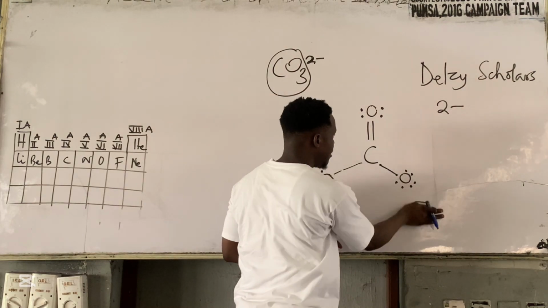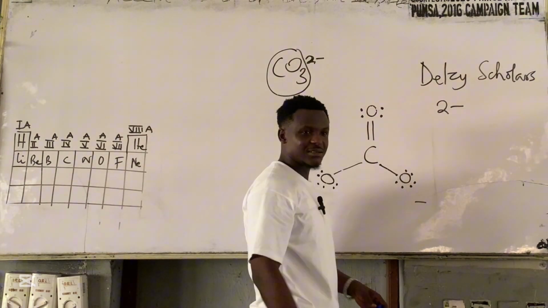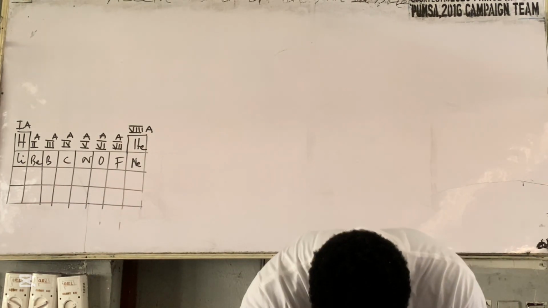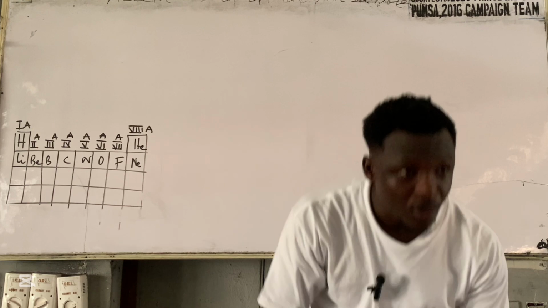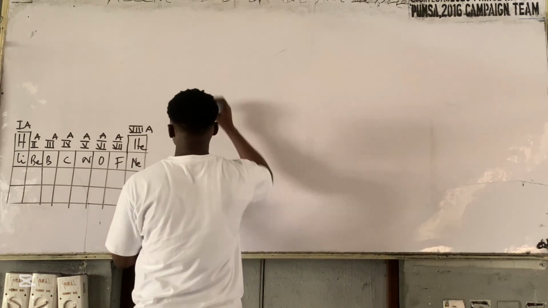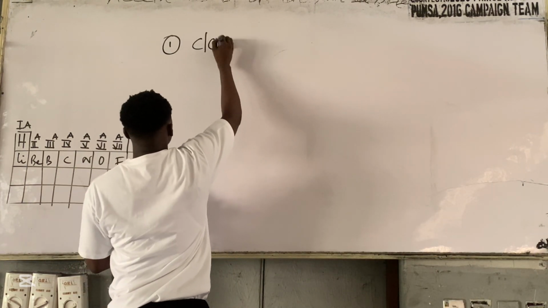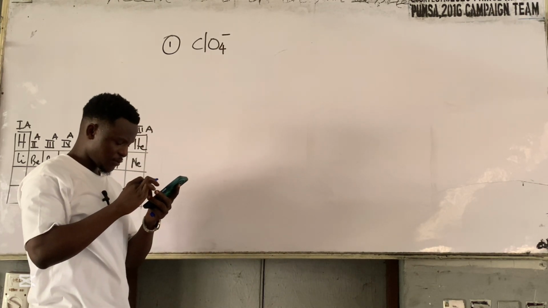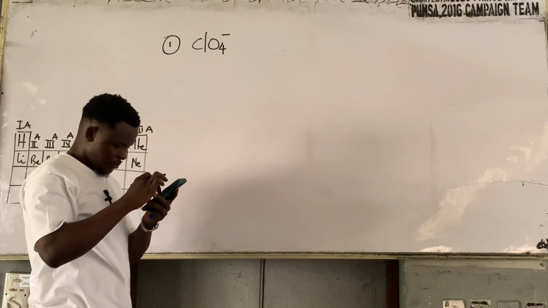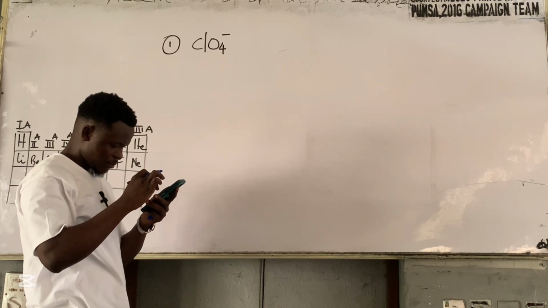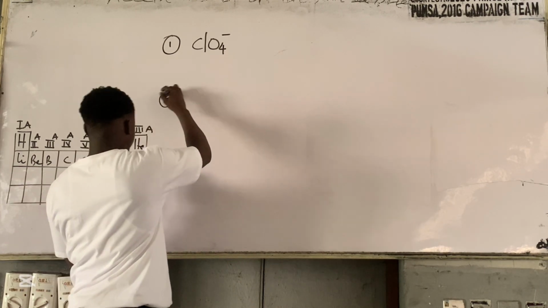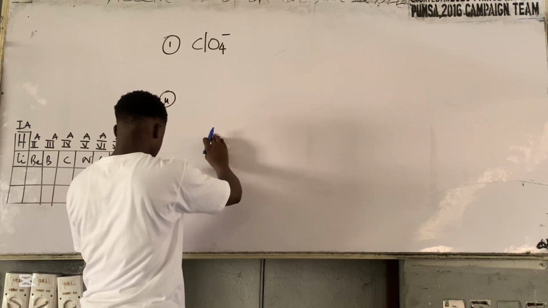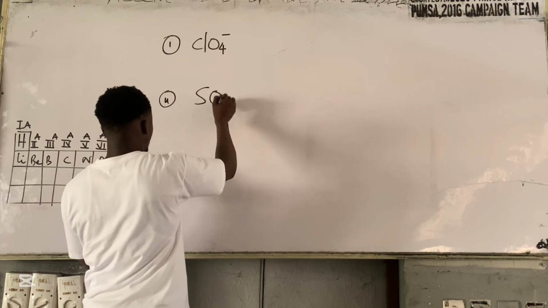So this is just enclosing what we have here. You cannot come and say this, does this make sense? Draw the Lewis structure. Draw the Lewis structure of 1, ClO4 minus. 2, SO3.